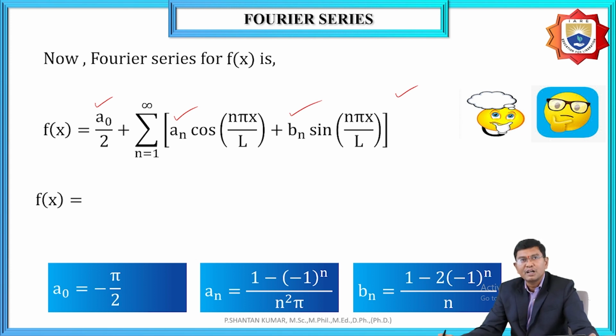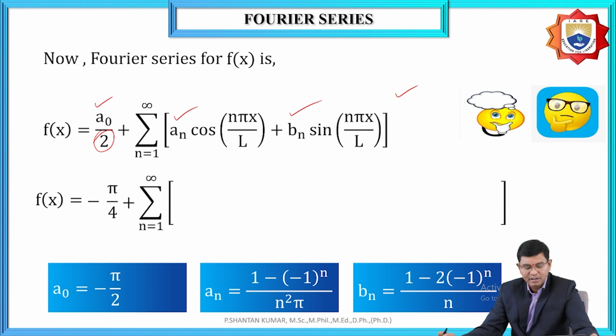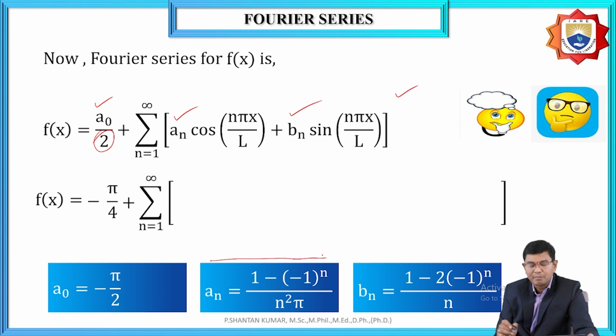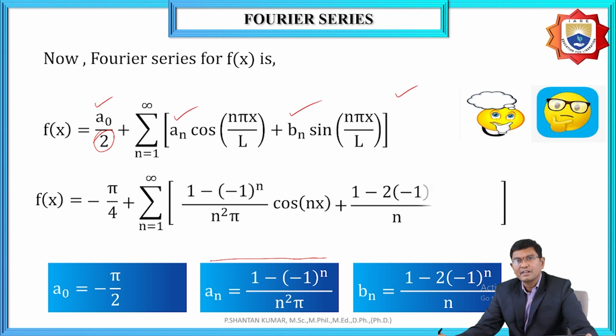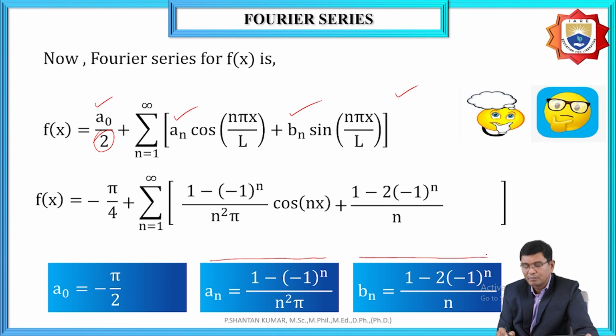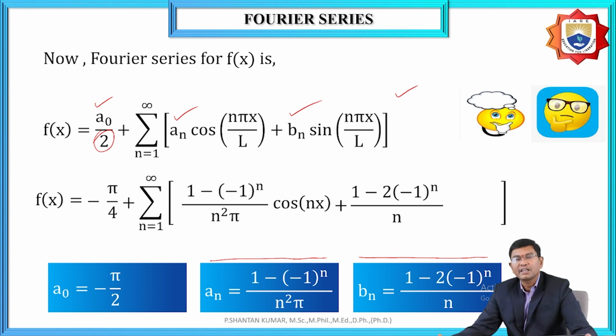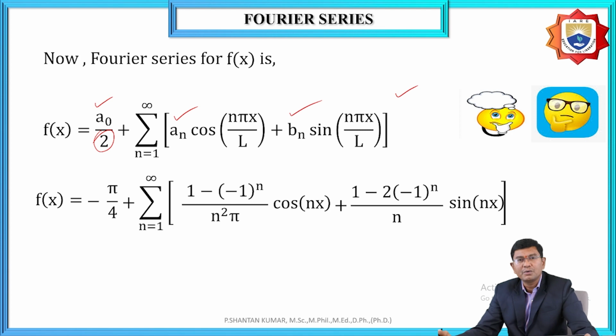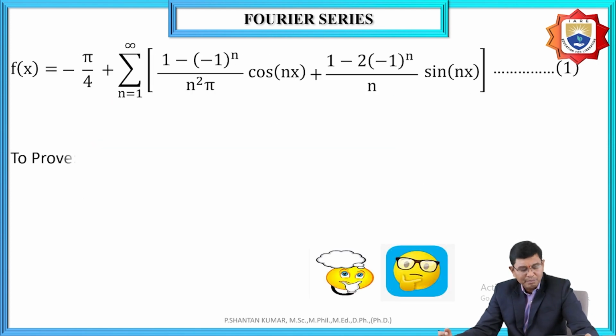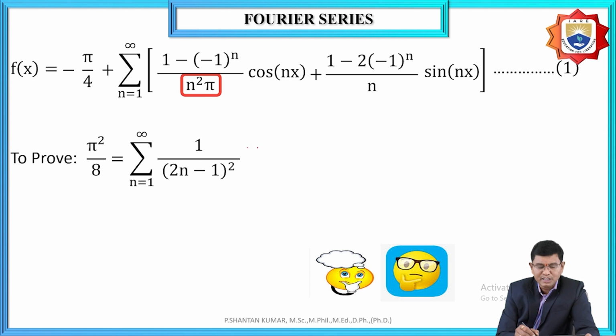While we are going to replace that, a0 is minus pi by 4 because it already existed, it is a 2. And again place summation n equal to 1 to infinity an, that an is nothing but we know that 1 minus 1 whole power n by n square into pi into cos n pi, plus bn, that bn is nothing but we know already 1 minus 2 into minus 1 whole power n by n into sine nx is the value. And with the help of this equation, we need to deduce the problem. Here by replacement of this one, we need to prove this is the clear solution.